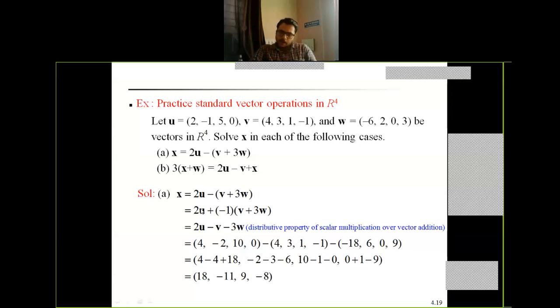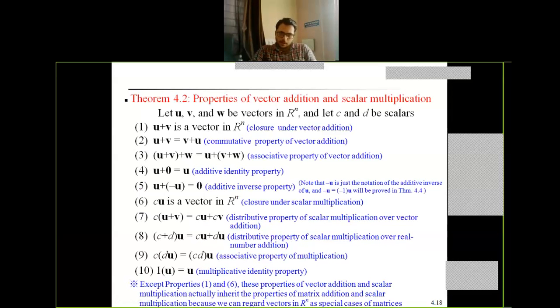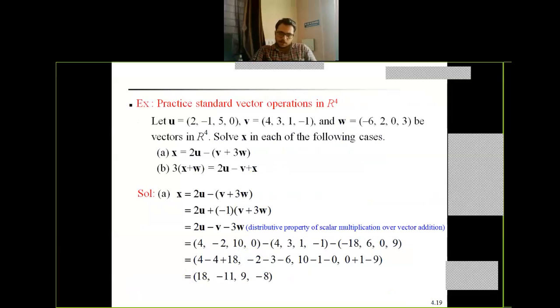So we can write this as 2u minus v minus 3w. This is the distributive property of scalar multiplication over vector addition. In property number 7, c in bracket u plus v can be written as cu plus cv. So this is the distributive property over vector addition. The same property is used here.